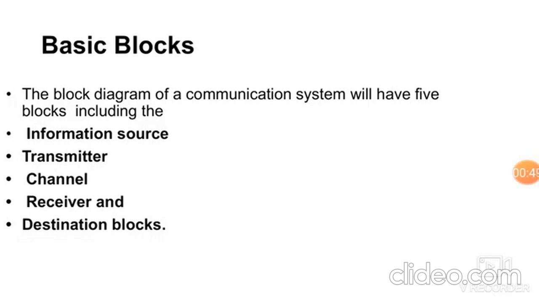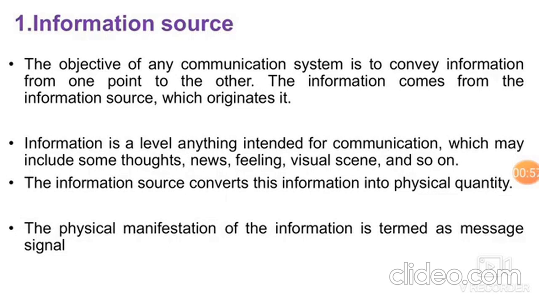Information source, transmitter, channel, receiver and destination are the blocks we are going to discuss one by one in detail. Initially, the first one is the information source, which gives the information to the transmitter. The source and the destination are two physically separate points. When the signal travels in the communication channel, noise interferes with it. Because of this interference, a disturbed version of the input signal is received at the receiver.